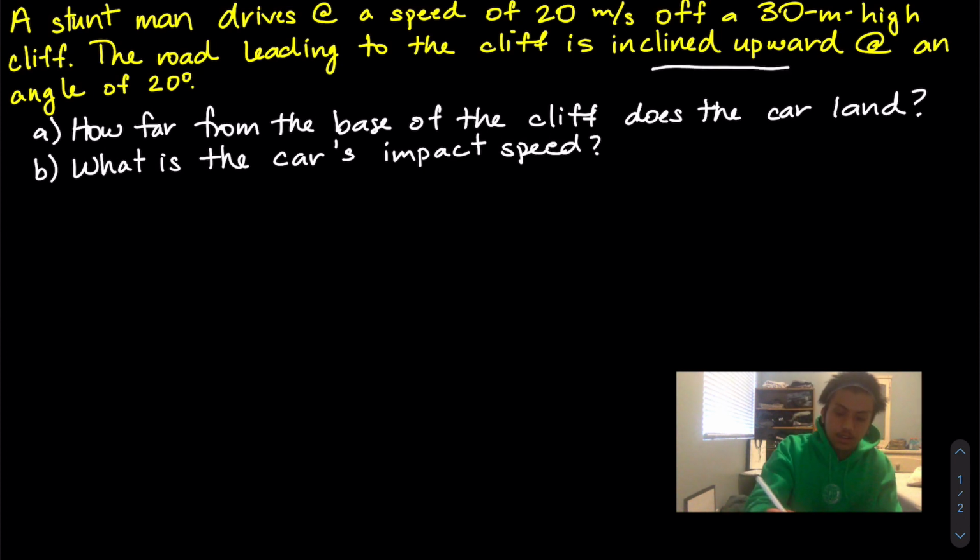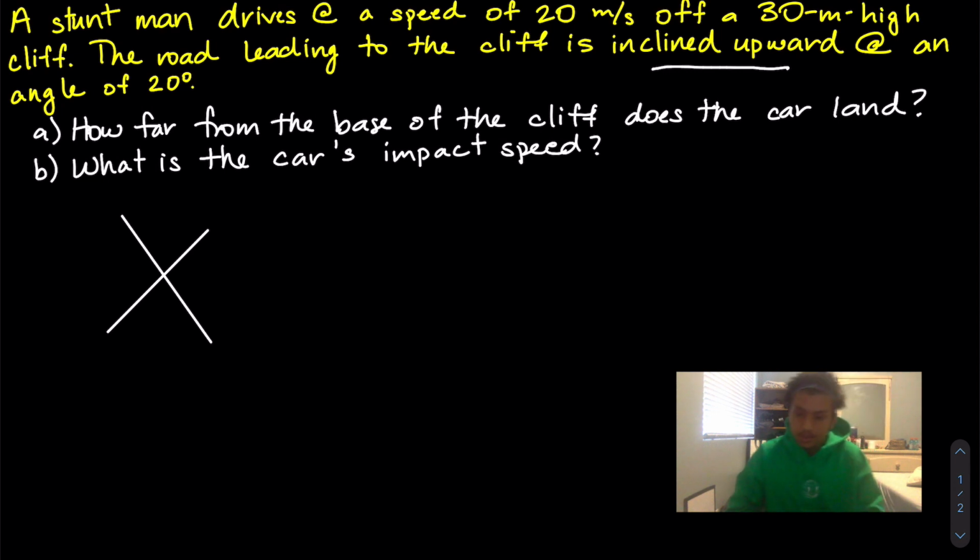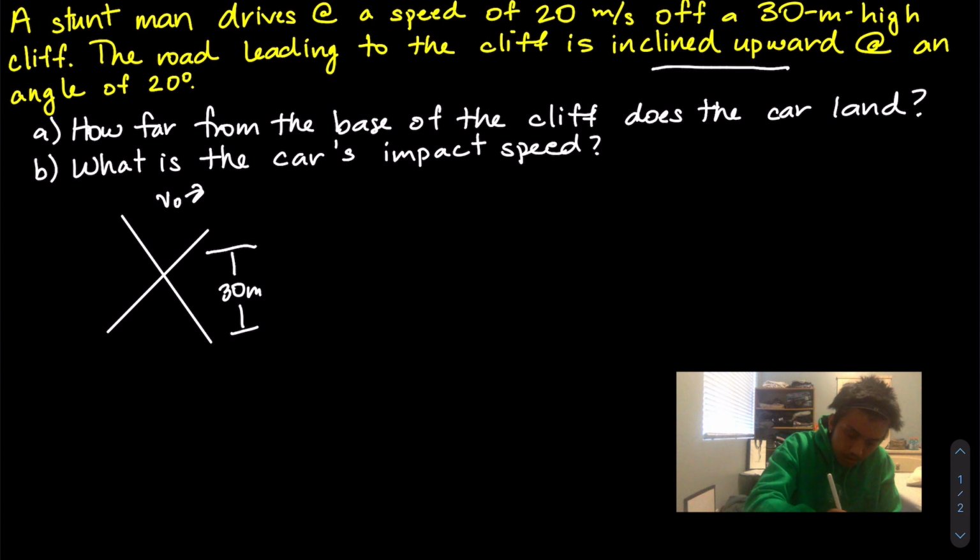Since it's inclined upward, we need a tilted axis. Then I'm gonna just draw it sideways. So it says that it drives at a speed of 20 meters per second off. So then your velocity would be going that way, and then the hill is 30 meters high, and it's at an angle of 20 degrees. And then the car is just gonna keep going like this. Then eventually it's gonna hit the ground. So that's gonna be 0 meters here.